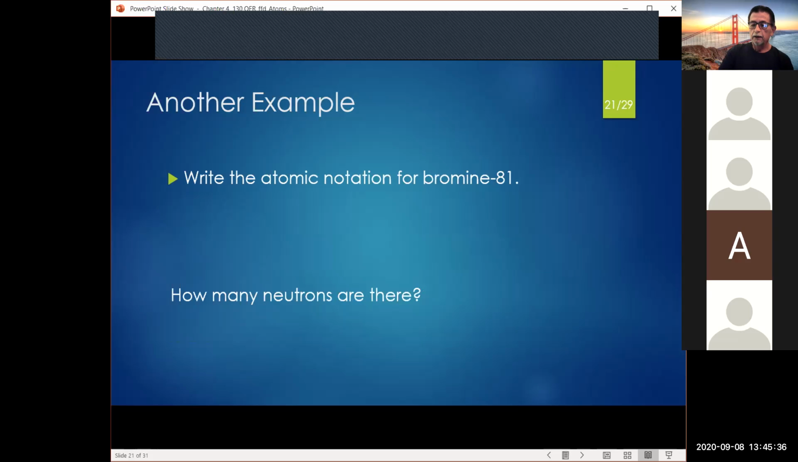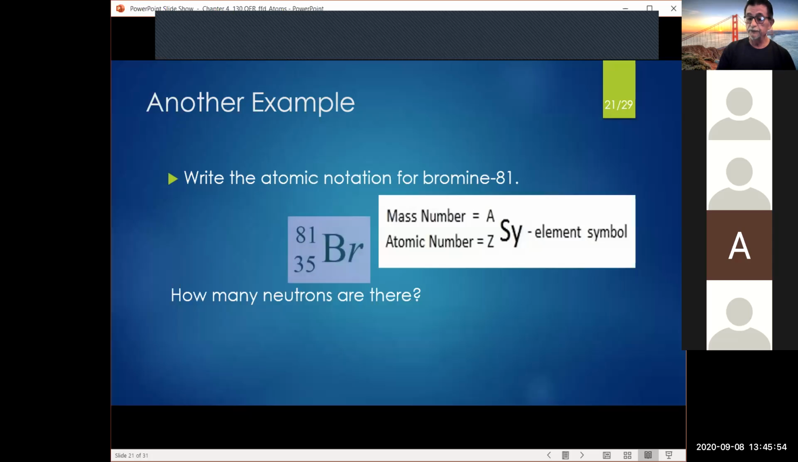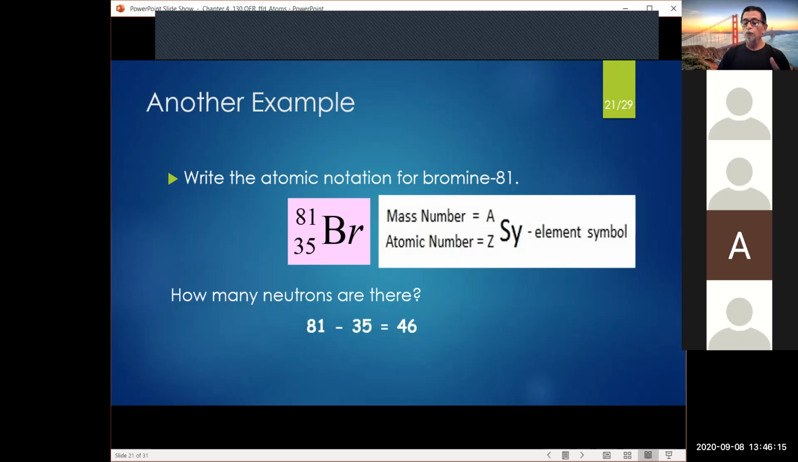All right. Now, here's another example. They want you to write the atomic notation for bromine 81. Step one, bromine. Find it in our periodic table so we know its symbol. And the symbol for bromine is Br. 81, they're telling us what the mass number is. It's hyphen 81. So from the periodic table, we go find the atomic number, which is 35. So we write the atomic notation for bromine 81 as follows. To find the number of neutrons, we simply subtract 35 from 81, which means that bromine 81 has 46 neutrons.